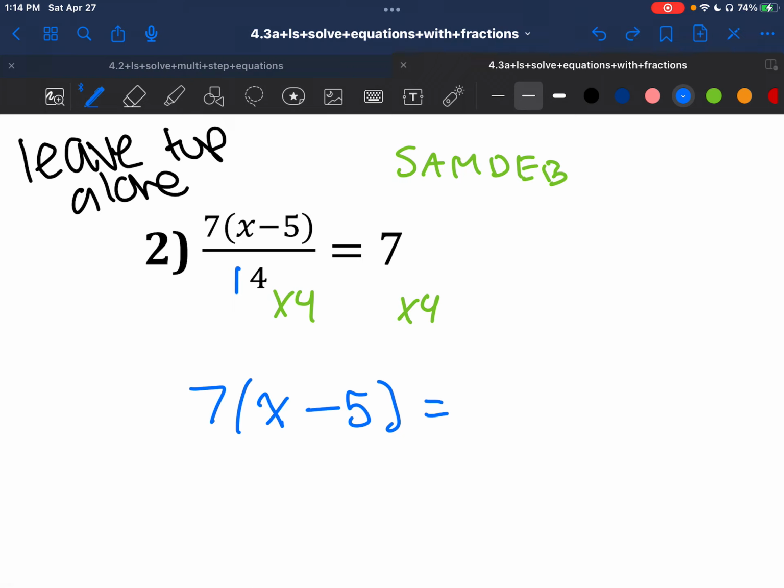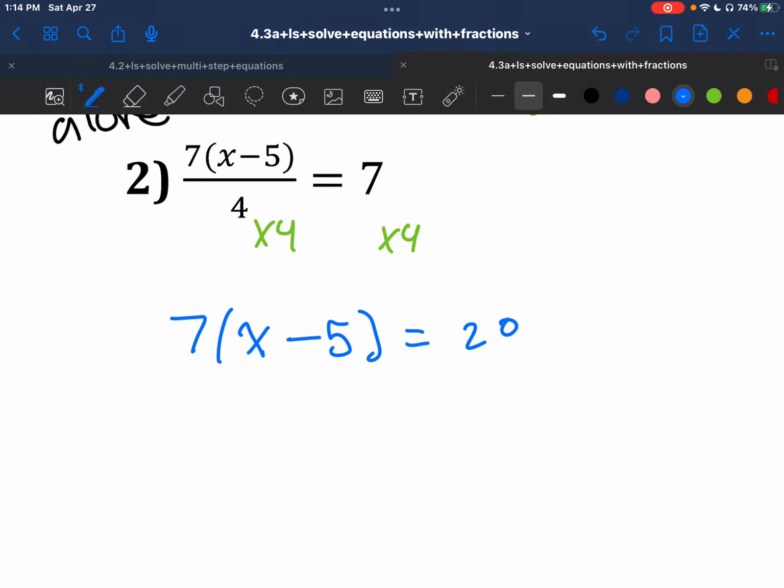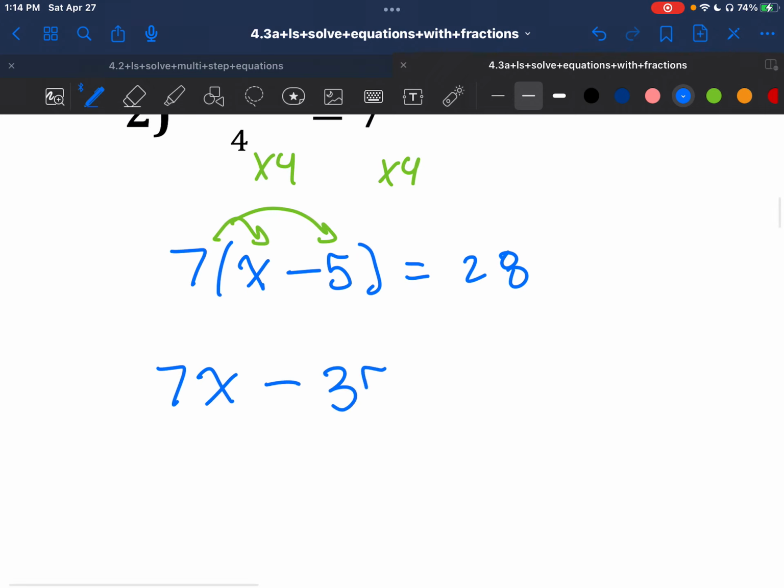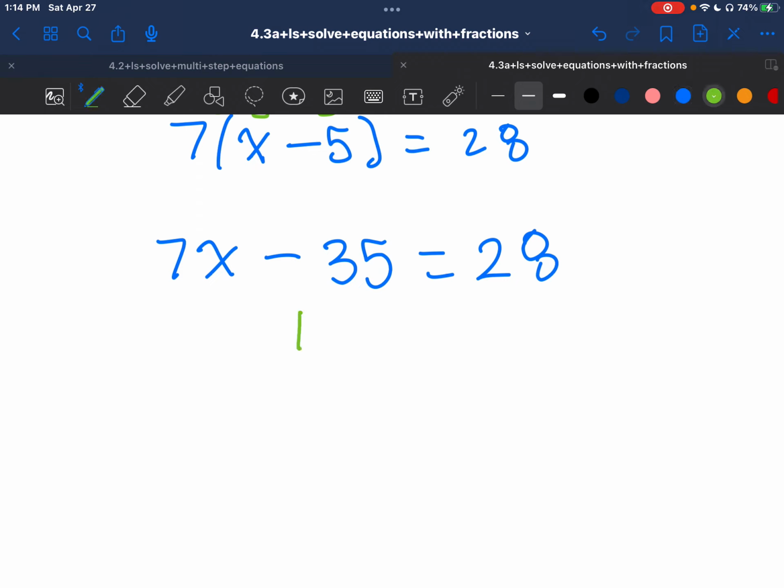And technically this makes it a 1 over 1, like this is the same thing. It's just divided into one group. That's the same thing. And 7 times 4 is 28. Now let's do our distributive. So we're going to have 7x minus 35 equals 28. Let's plus 35, plus 35.